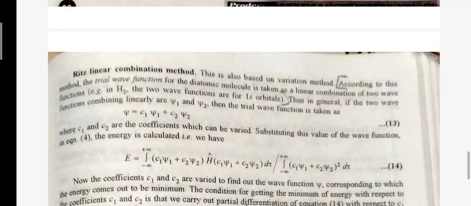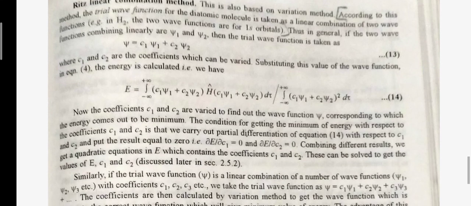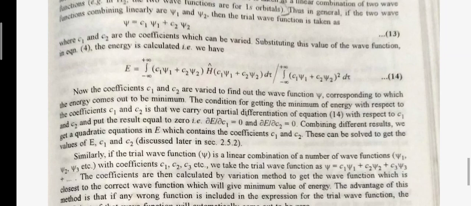Substitute this value of the wave function in the equation for the energy, that is, E is equal to the integral of (C1 psi 1 plus C2 psi 2) Hamiltonian (C1 psi 1 plus C2 psi 2) d tau, divided by the integral of (C1 psi 1 plus C2 psi 2) whole square d tau. Now the coefficients C1 and C2 are varied to find out the wave function corresponding to which the energy comes out to be minimum.